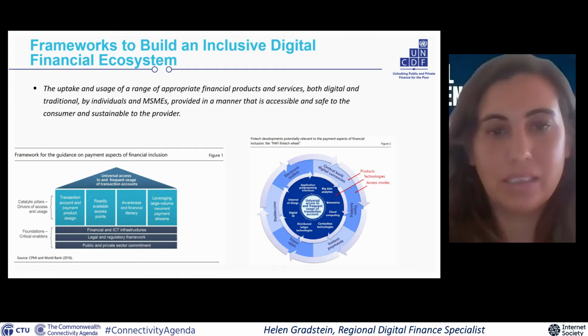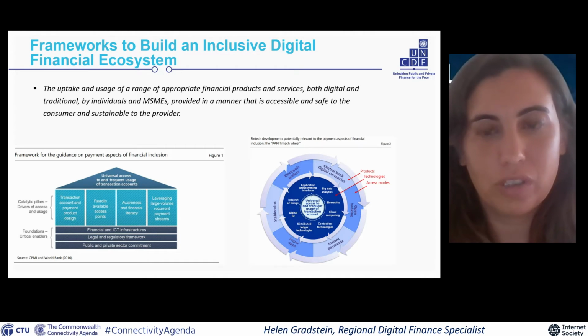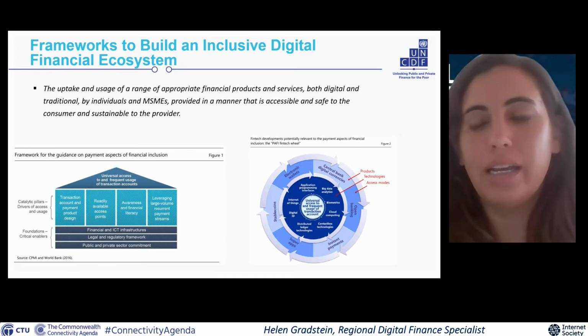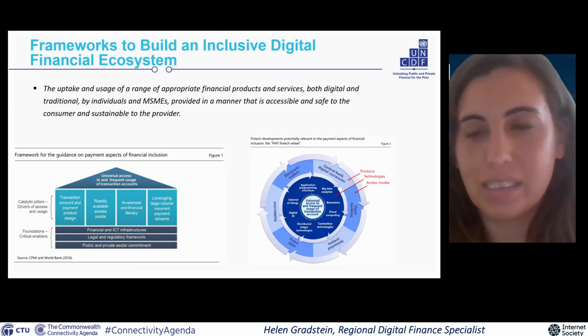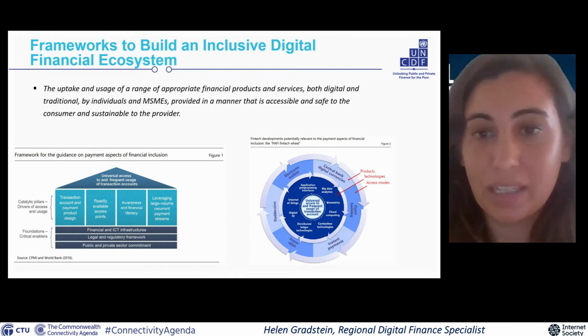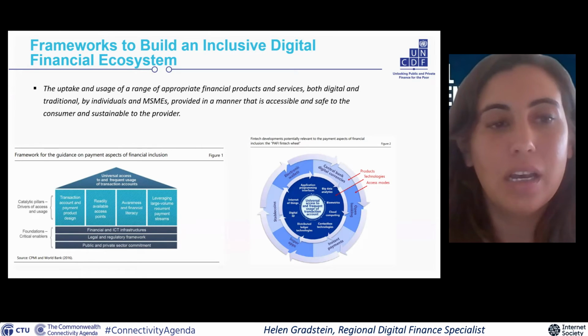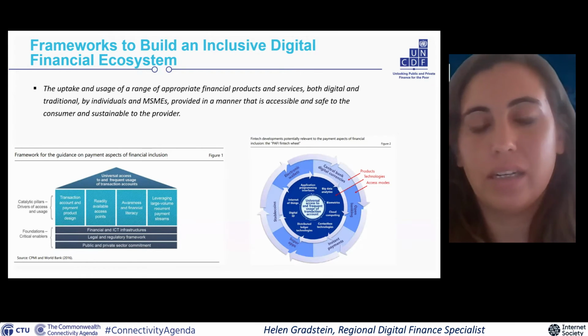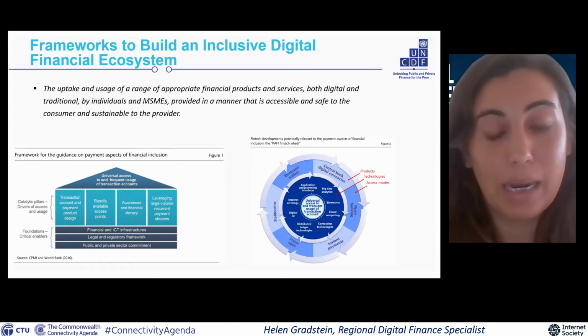In essence, since 2016, when the framework first came out by the World Bank and CPMI, it transitioned to what you see on the right as a poppy wheel, which incorporates all of the elements relevant for digital finance. But in essence, how do you really do this? And on the next slide, you can see a slightly adapted framework.